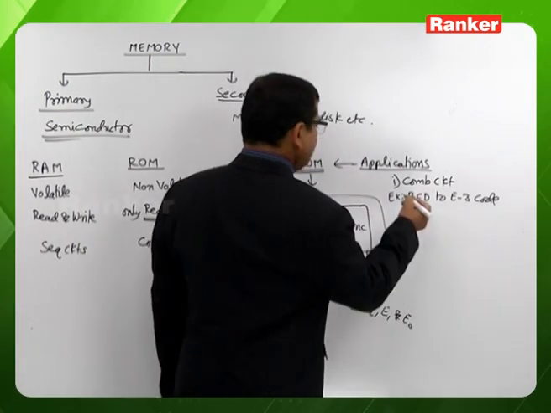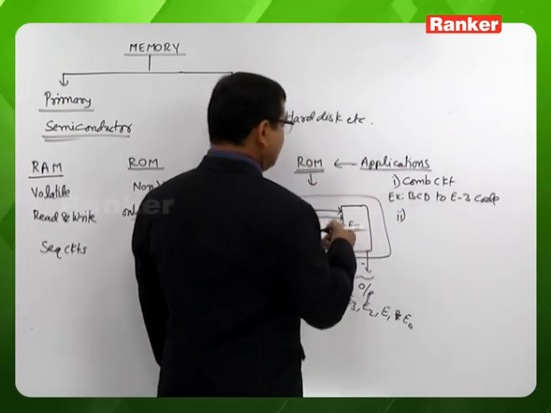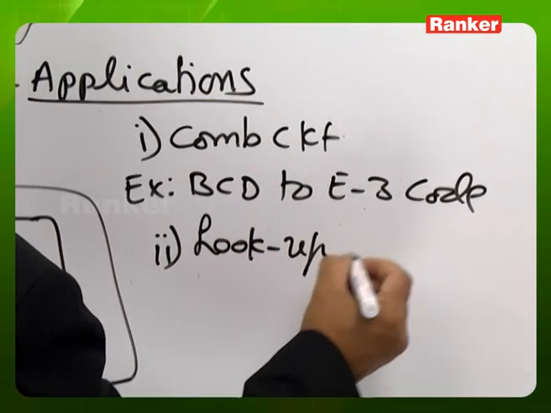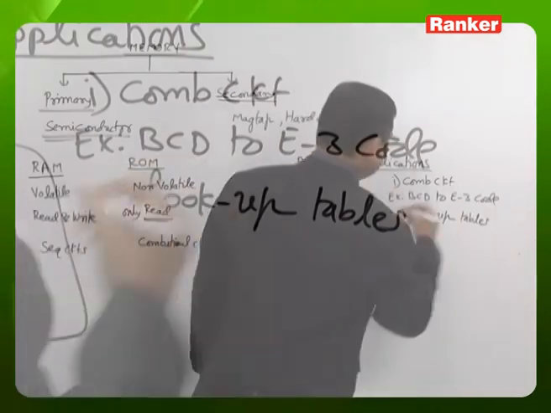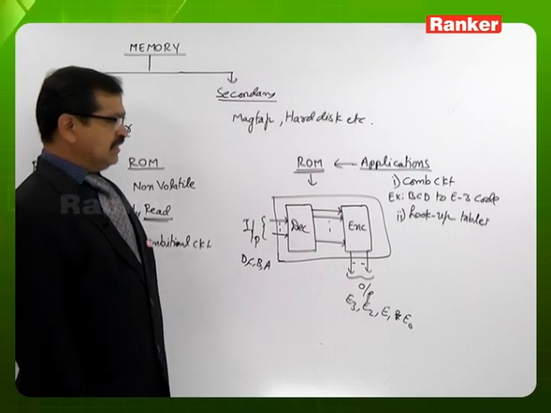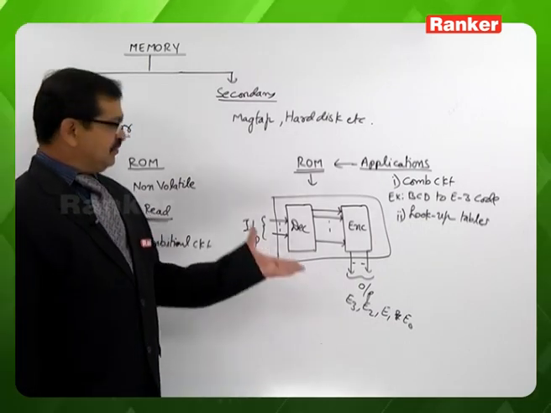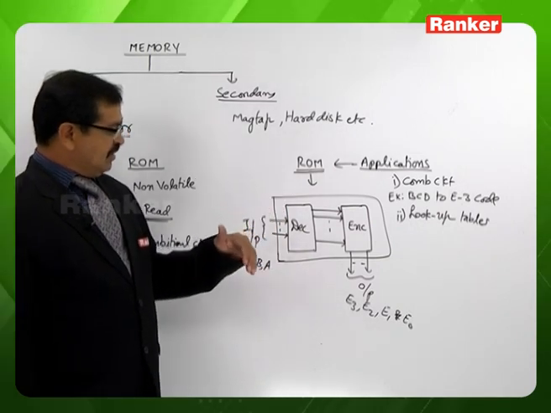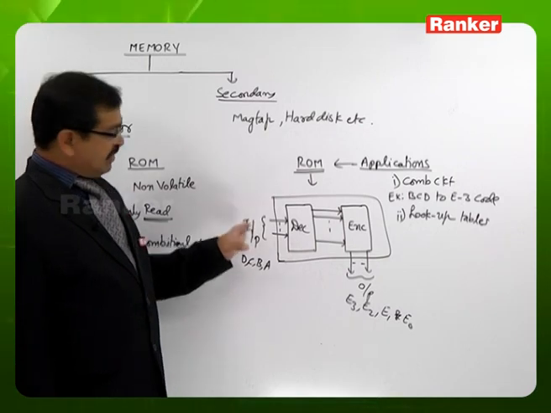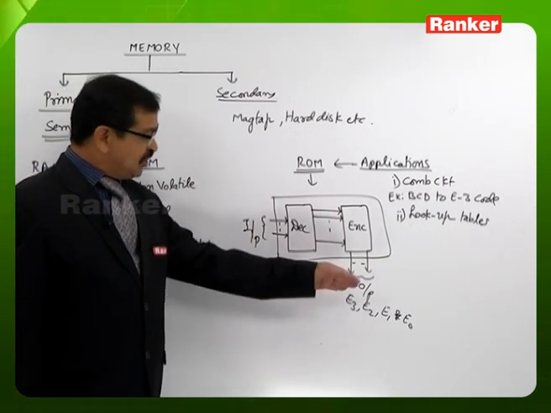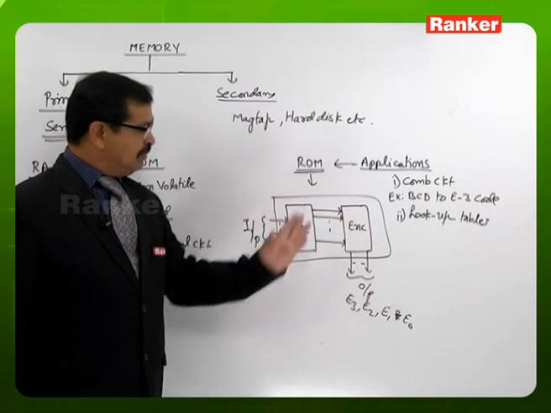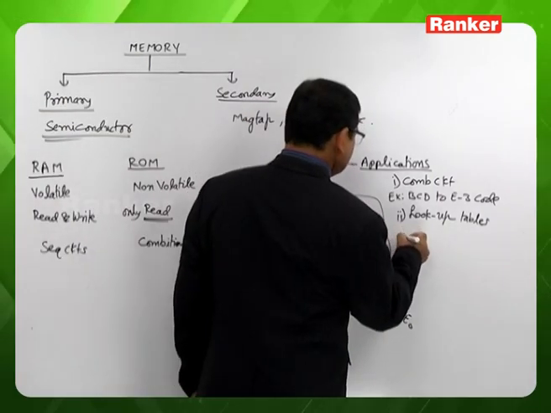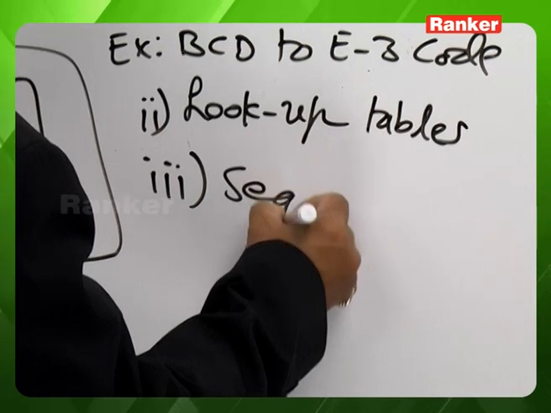Among other applications, we can use read-only memories as lookup tables. Lookup tables are nothing but like a logarithmic book. For example, if a read-only memory implements a sine function, the angle value is given as the argument and the sine of that angle is provided as the output. That functional relation between output and input is implemented in this encoder block. We can also use it as a sequence generator.